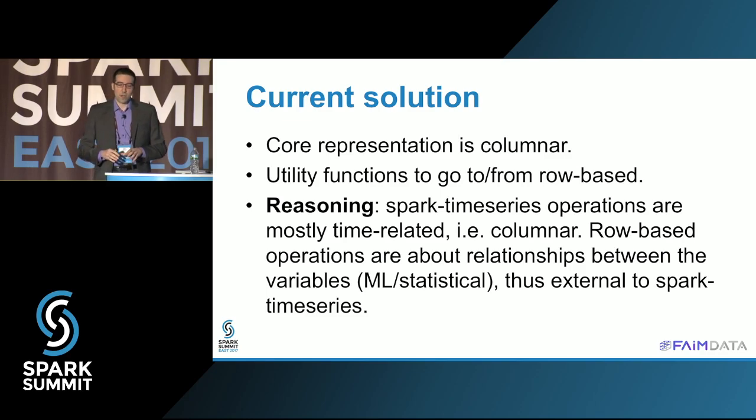Well, our choice is that the core representation is columnar, but we offer utility functions to go to and from row-based representation. And the reasoning behind that is that the scope of the operations that are made typically with Spark time series, things like differencing, lagging, and all that, tend to be more columnar efficient. Whereas the things that are more machine learning based and that are more row-based efficient tend to be done by other libraries like MLlib, for example.